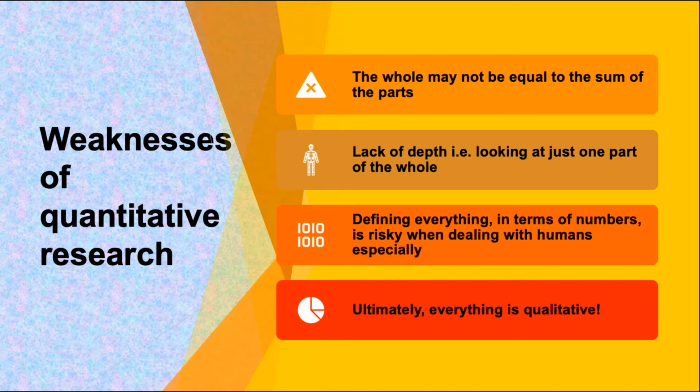But also it has some weaknesses where the whole may not be equal to the sum of the parts. So when we take a sample to represent the world population, we could be biased in choosing our sample, and therefore it may not represent the world population. For example, we want to study stress among students, and we take, for example, Utah students as a sample to represent the whole Malaysian student population.